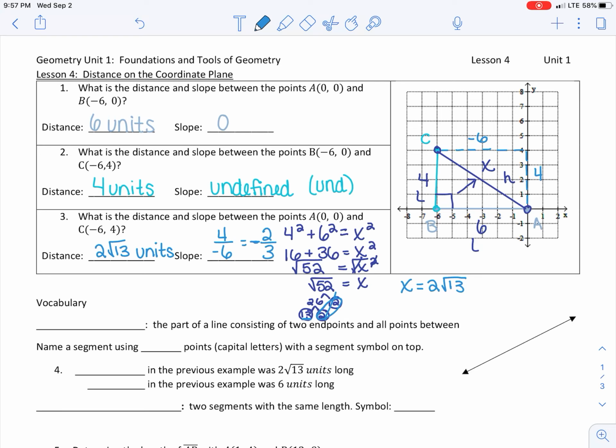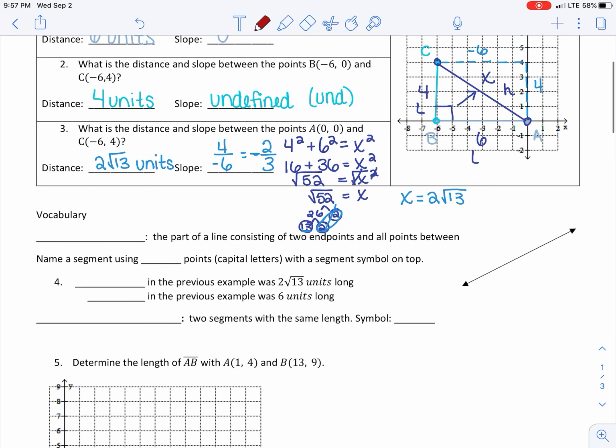Now we're going to go through a little bit of vocabulary. So with this vocab, blank is the part of a line consisting of 2 endpoints and all points in between. So this is what we call a segment, a line segment. Okay, so the segment, it would be if I had, like, let's say A and B, okay? The segment would be everything in between A and B, okay? And then it would have those endpoints.